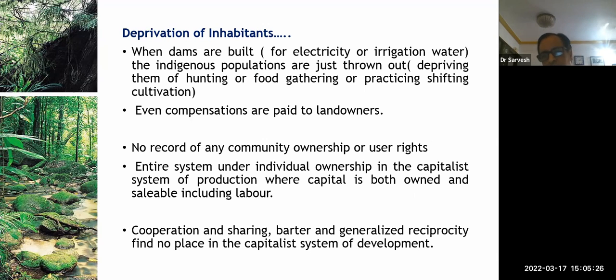Even the compensation was paid to the landowners. It was not going to the real inhabitants of that particular locality. And the entire ownership was in individual hands. That is typical of the capitalist system.